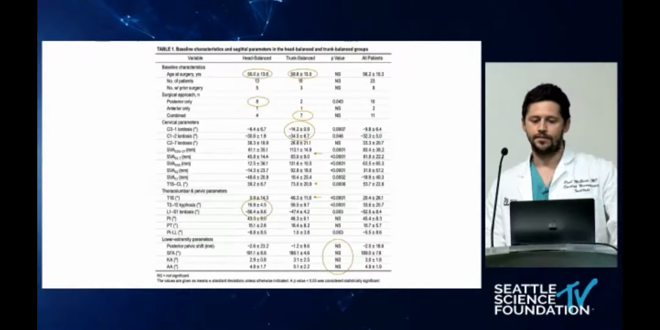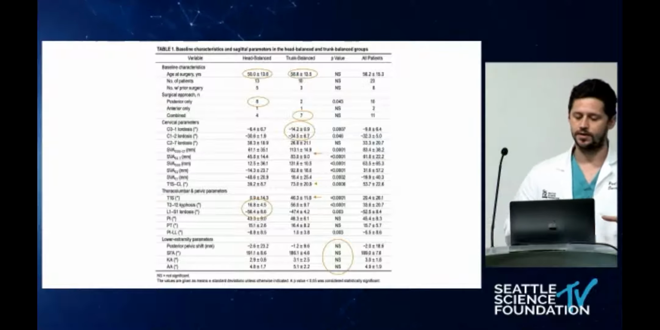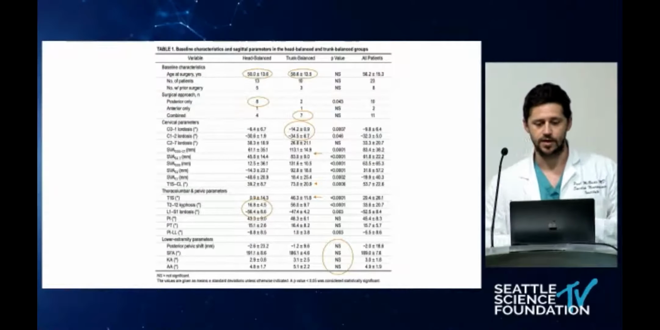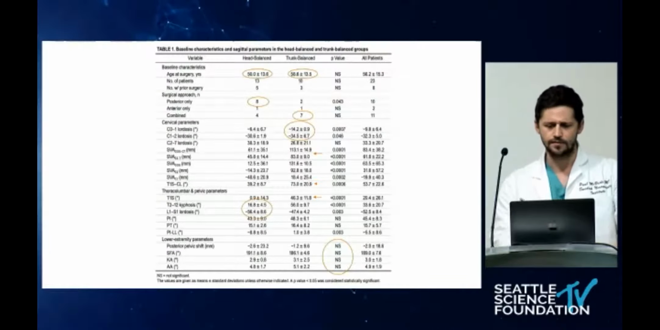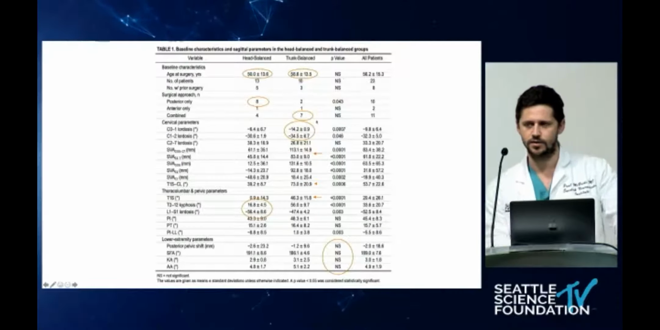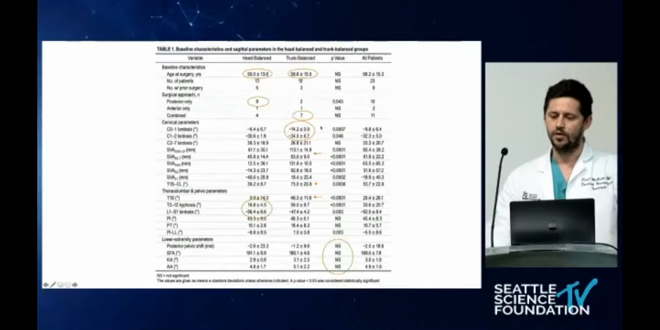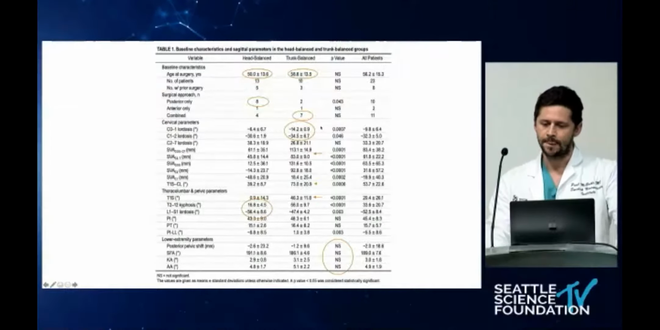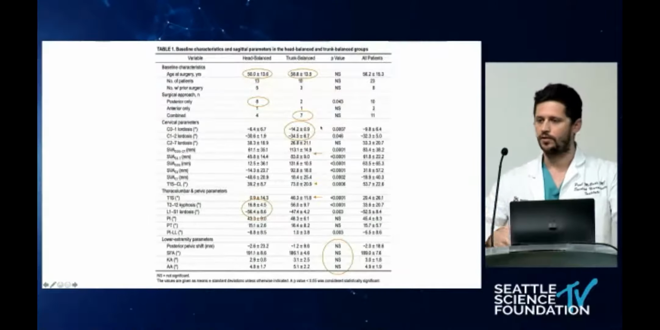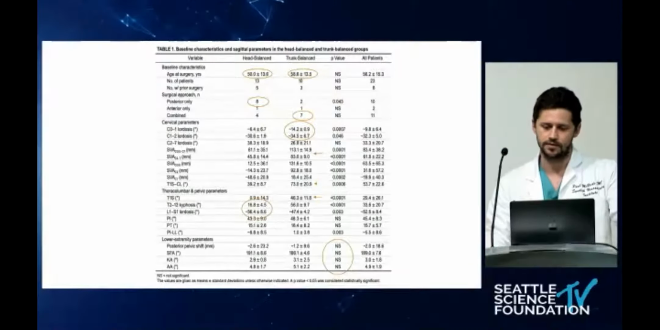So we have these 2 groups of people, and they took baseline characteristics prior to surgery. You can see that the age before surgery, while it wasn't significant, was trending towards the trunk balanced folks being older. And I think that's probably because they're less able to hyperlordose their lumbar spines like the younger subset of people are. So that may be a reason for that, although it wasn't significant.